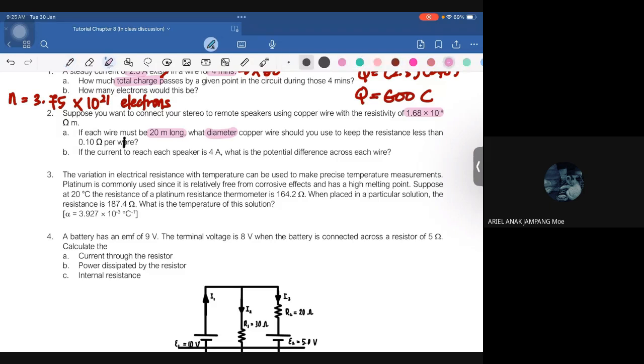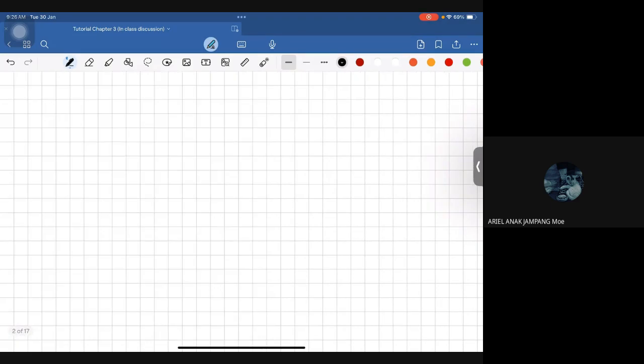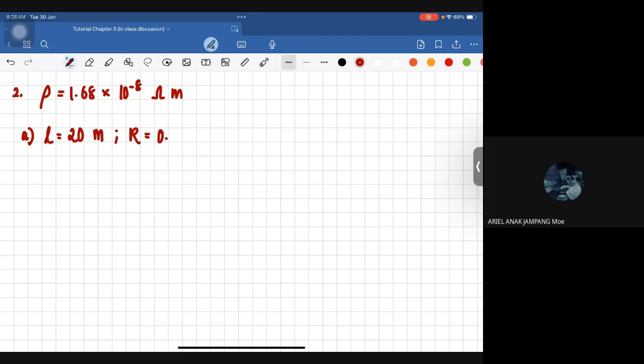Okay, so dari sini kita sudah tahu nilai R, nilai L, and nilai rho, which is the resistivity lah. Okay, buat next page jap. So given is the resistivity, which is 1.68 times 10 negative 8 ohm meter. And then dia bagi kita length, which is 20 meter, as well as the resistance, which is going to be 0.1 ohm. Walaupun dia cakap less than, kamu just akan equate dia dengan 0.1 lah, yang bahagian resistance tu.